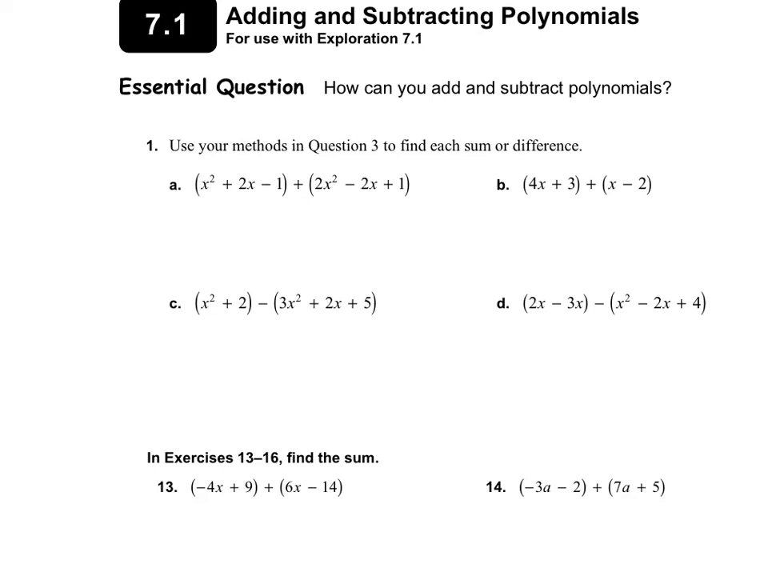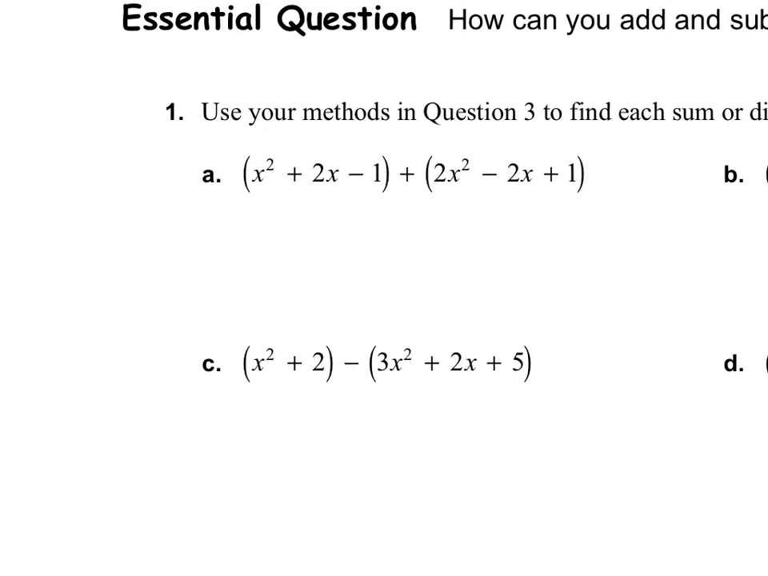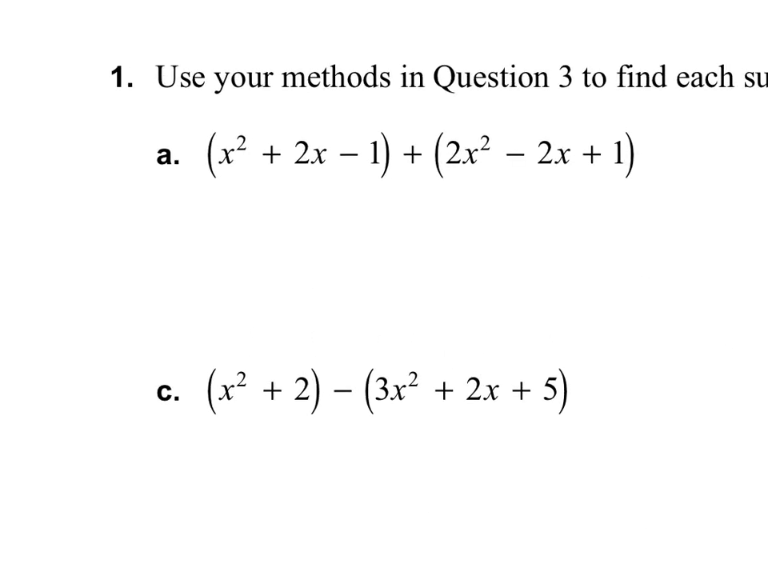All right, so we're moving on to polynomials. This lesson is all about adding and subtracting them. So essentially, guys, what we're looking at is just combining like terms. That's all it is. So let's just look at A and C. We have one adding, one subtracting. So remember, in order to be like terms, they have to have the same variable and the same exponent.